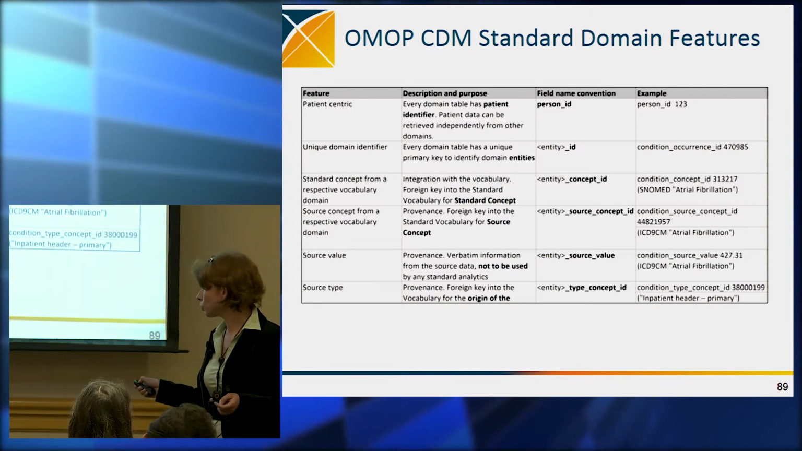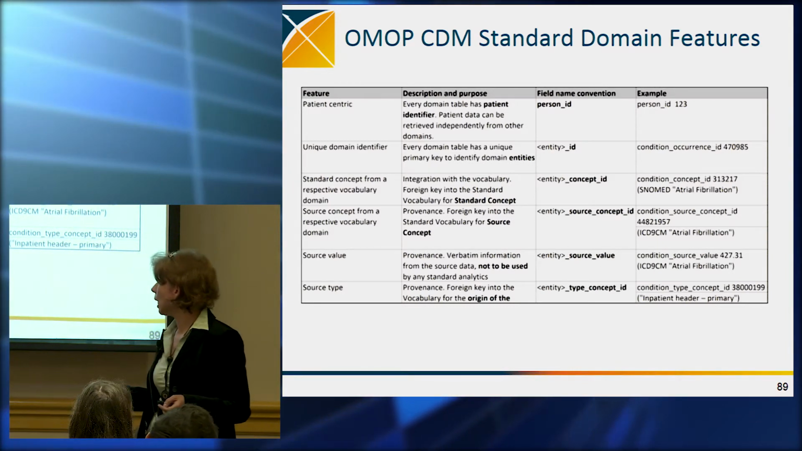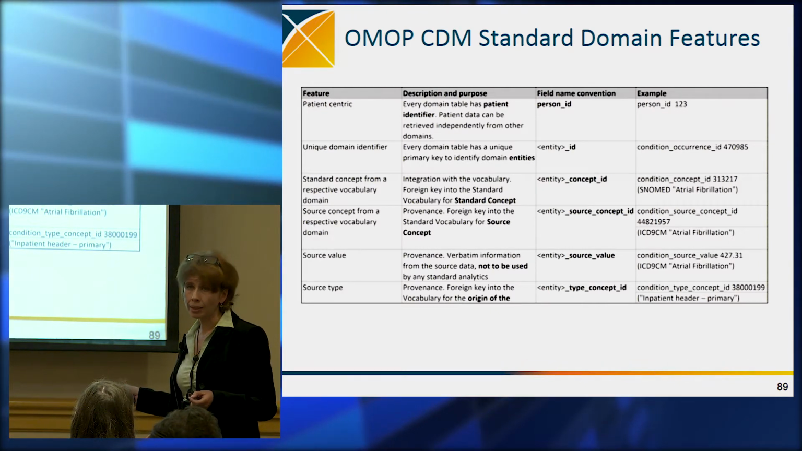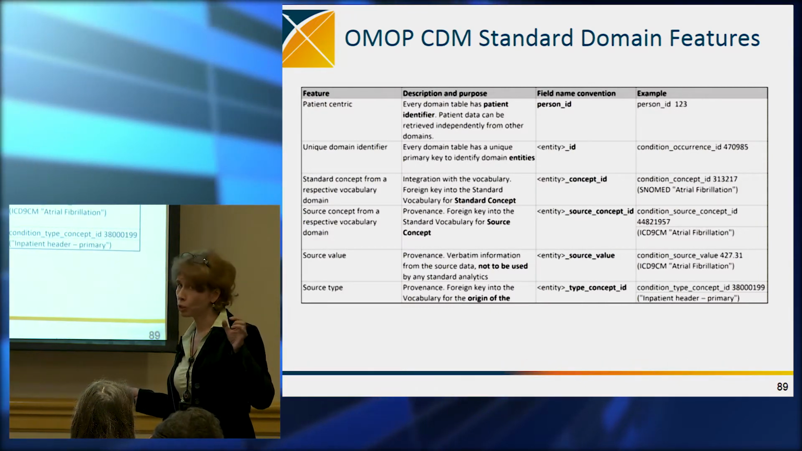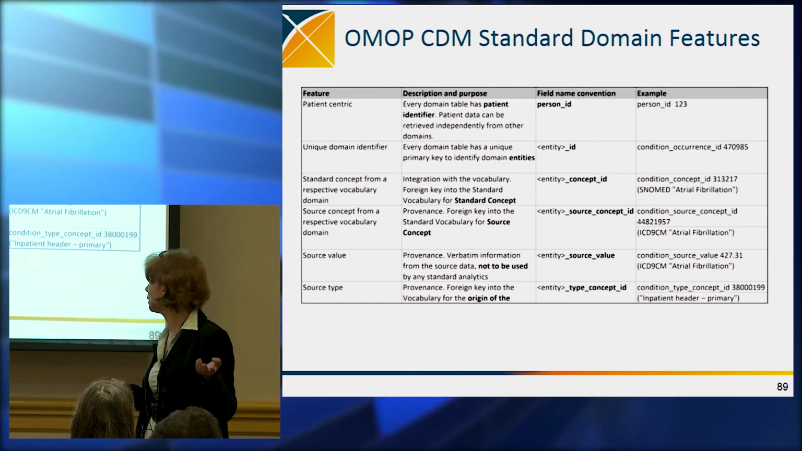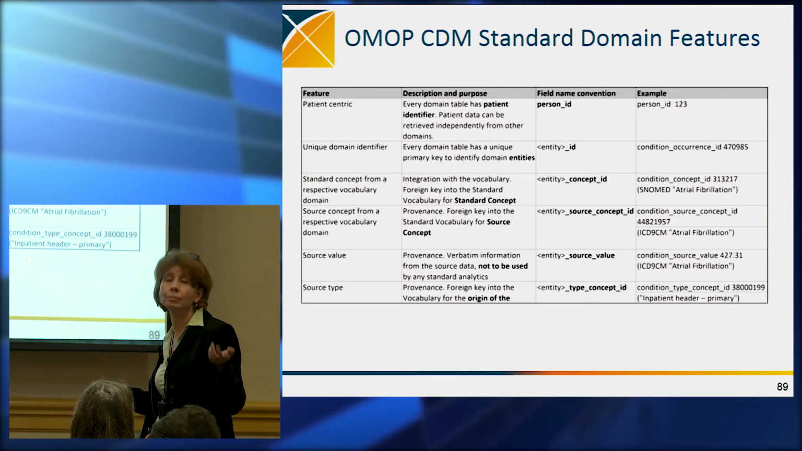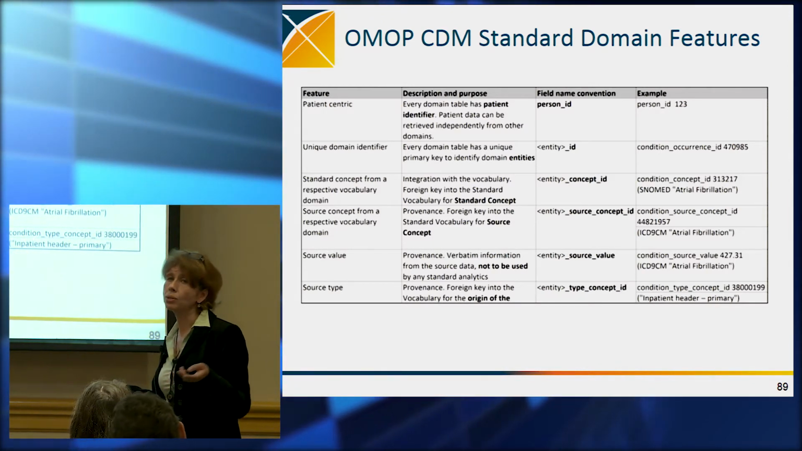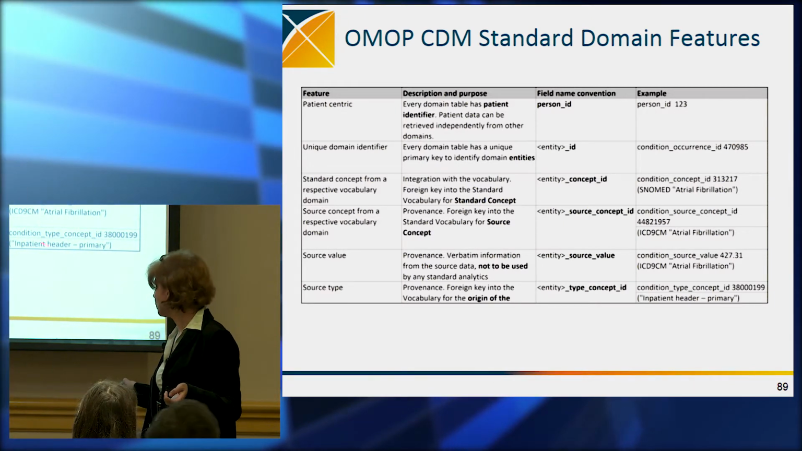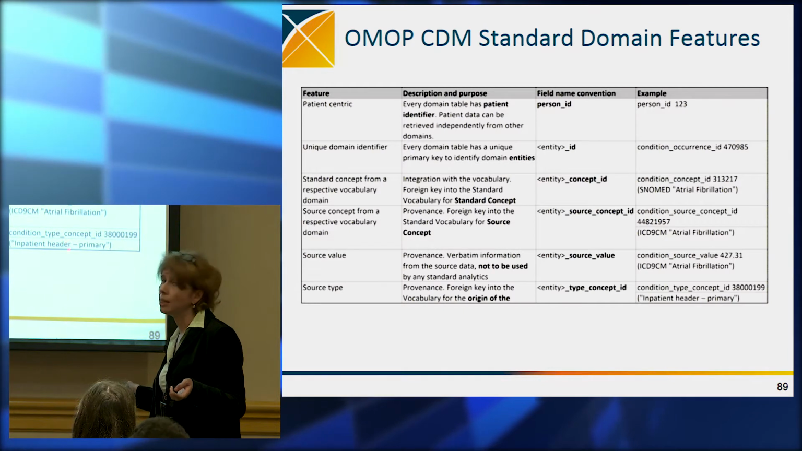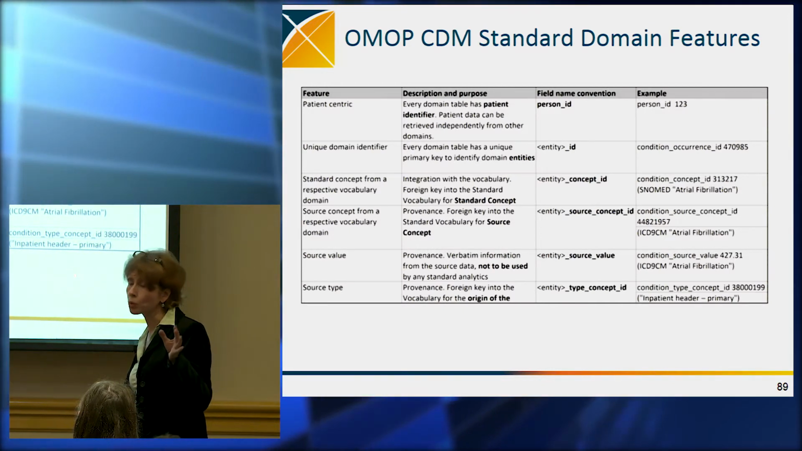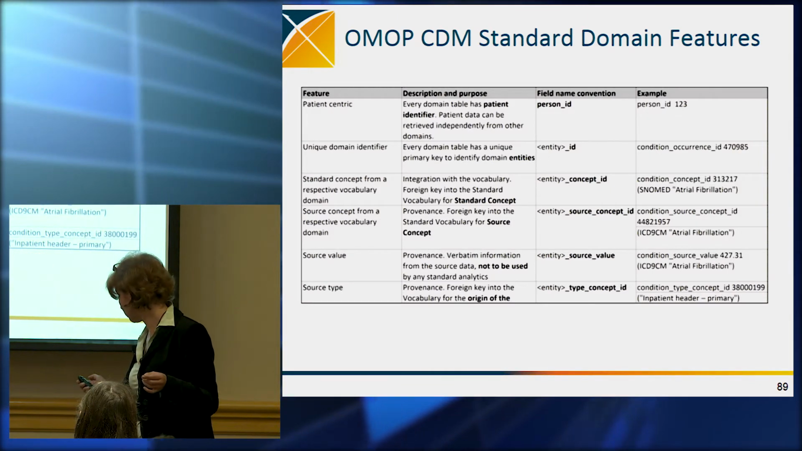And the last piece of the provenance information is type concept ID, and that reflects the type of the source it's coming from. Again, for diagnosis, it would be either claims or problem lists or say cancer registry. And that will be reflected in this concept ID. And there is a vocabulary representing all these type of sources, and it's pretty granular one.